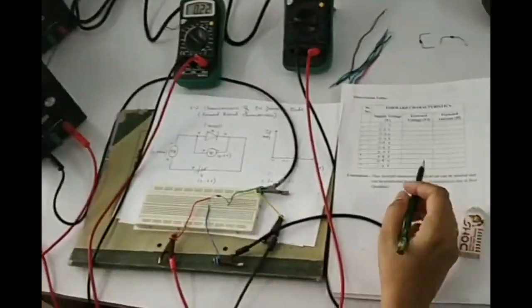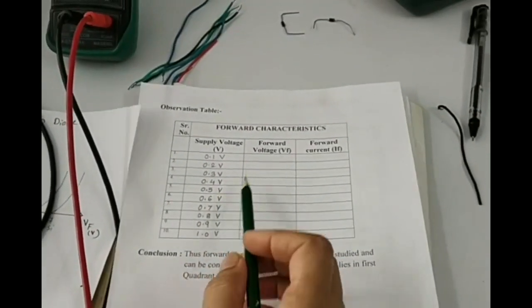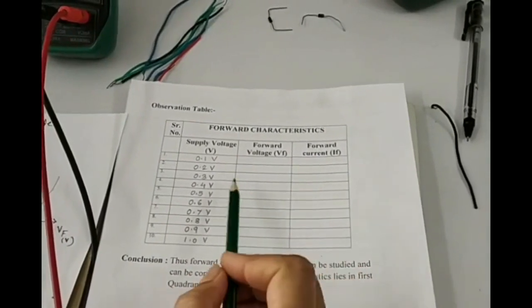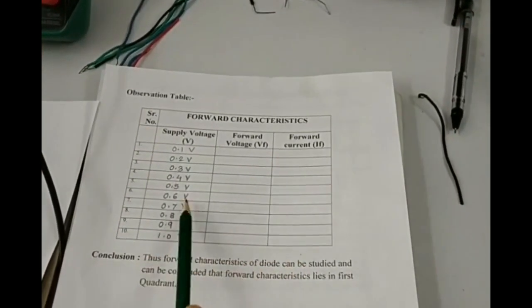Now you can see here, this is our observation table. The observation table has 3 main columns. First, the supply voltage, which is nothing but our input voltage.